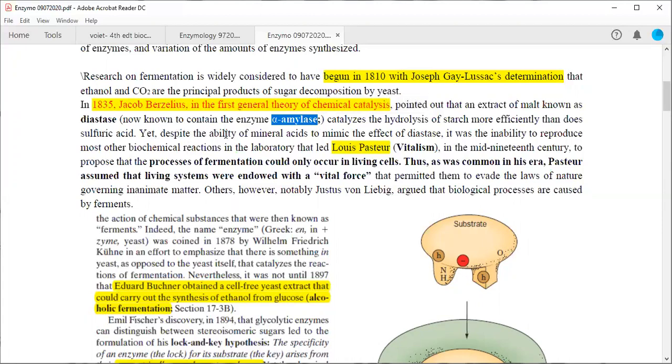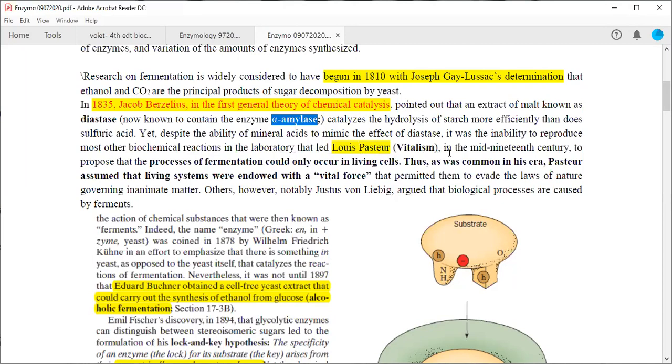Yet despite the ability of mineral acid to mimic the effect of diastase or alpha amylase, there was an inability to reproduce most of the biochemical reactions in the laboratory. So scientists at that time, around 1835, when Berzelius was working on this extract of yeast cells, most of them, specifically Louis Pasteur, gave a theory called vitalism. According to him, most biochemical reactions cannot be mimicked in the laboratory. They cannot occur outside the living cells.